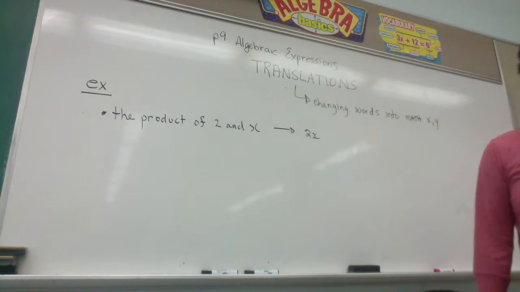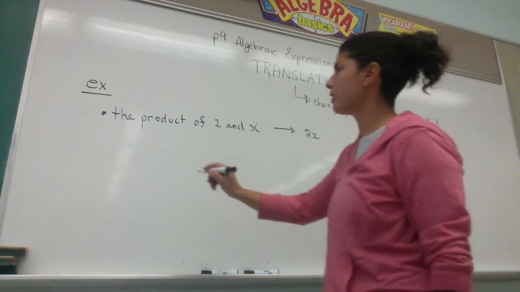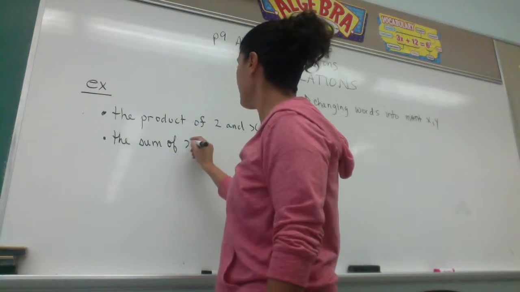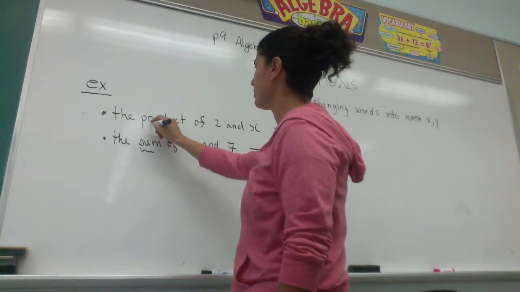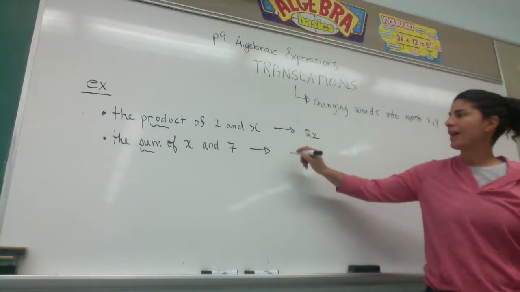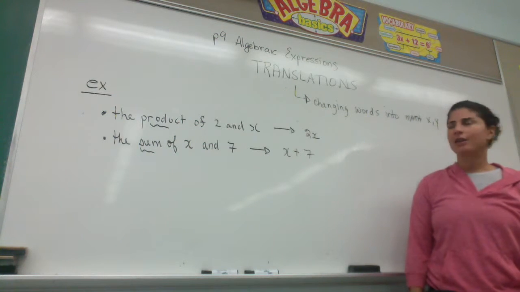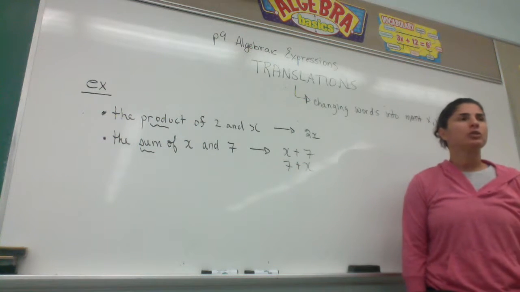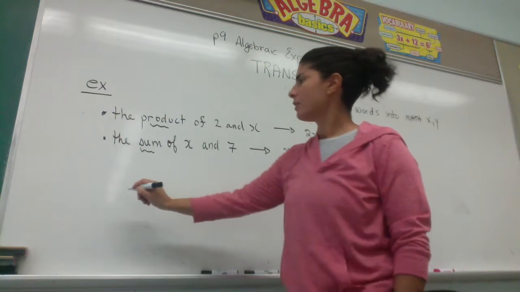Let's look at another one that's fairly easy. The sum of x and 7. So let's try this one. The sum of x and 7. Fairly straightforward. We look at our word sum, which means to add. So the sum of x and 7. Would it change anything if I wrote 7 plus x? No. If you want to, you could. I wouldn't put it wrong. Won't change much.